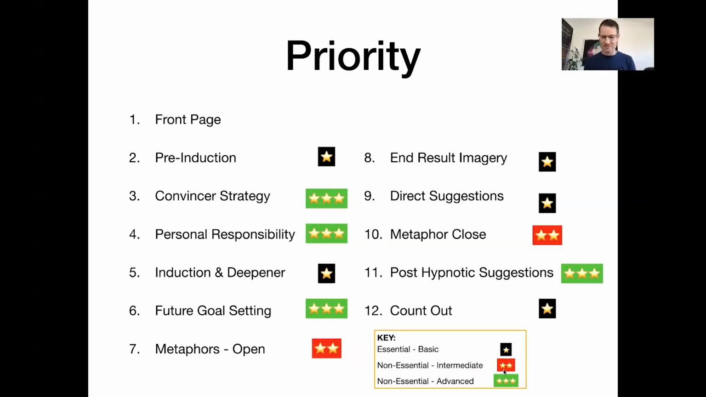Okay, next level is the intermediate. And so you do pre-induction, deepener, and induction. You then open the metaphors. You then do end result imagery, direct suggestions, and close the metaphors, and then count them out. Okay, well, if you're comfortable with that, then maybe try the next level, which is advanced, which is all of it. So pre-induction, convincer strategy, personal responsibility, induction and deepener, future goal setting, metaphors, end result imagery, direct suggestions, metaphor close, post-hypnotic suggestions, and then count out.